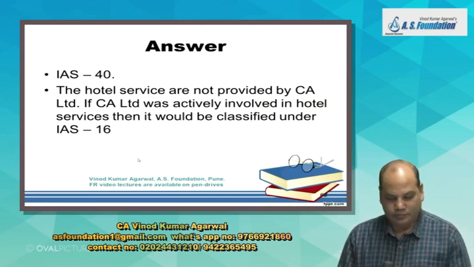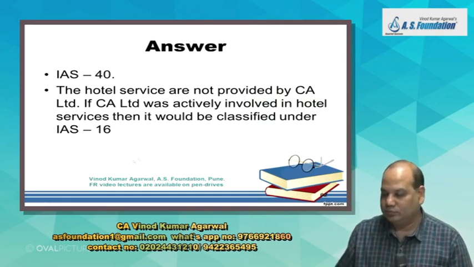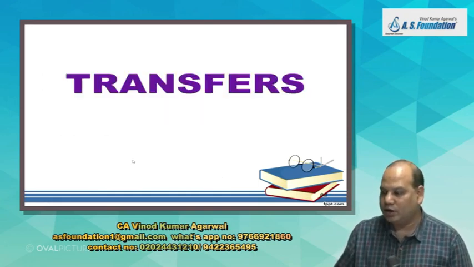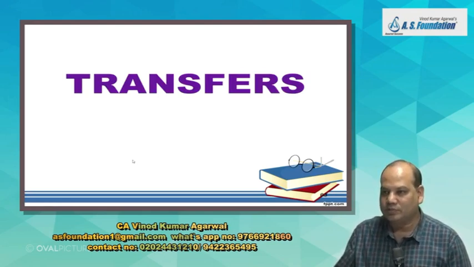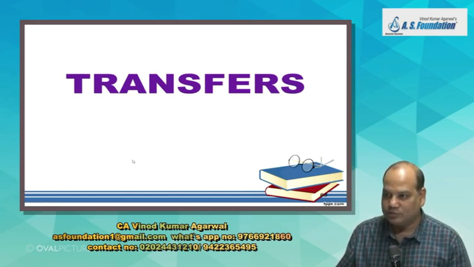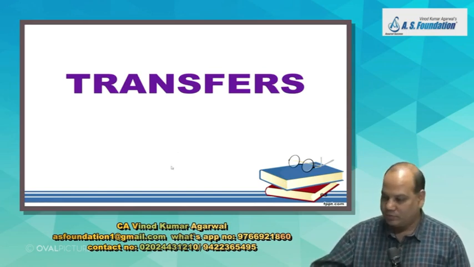Written properly. Okay, now we'll discuss transfer. Transfer from one category to another. For example, 4 transfers are possible. Owner occupied property to investment property. Inventory to investment property. Third, investment property to owner occupied property. And investment property to inventory. Is it right?